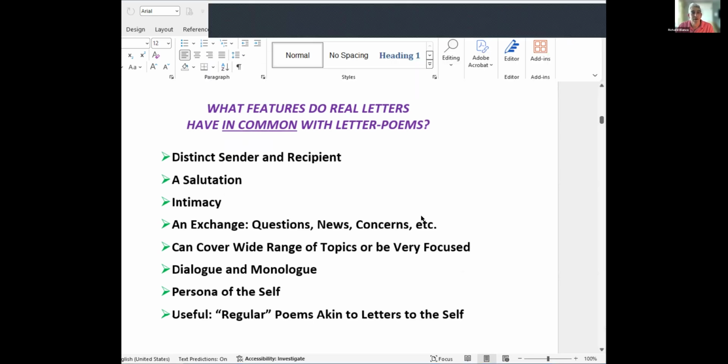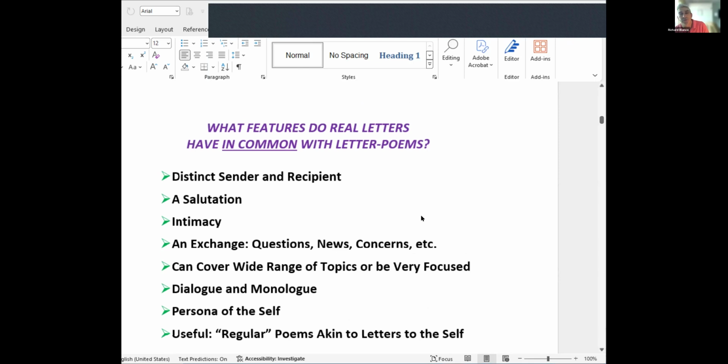Yeah. So I just want to think about what real letters have in common with letter poems, right? As a way of thinking about it.